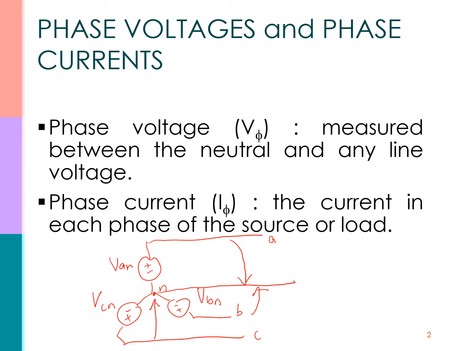So let's say this is the circuit. This is a load. The load consists of a resistor, inductor, and capacitor. This is line A, line B, and line C. So the phase current is the current in each phase of the source or load, the current flowing in between each phase of the source or load.